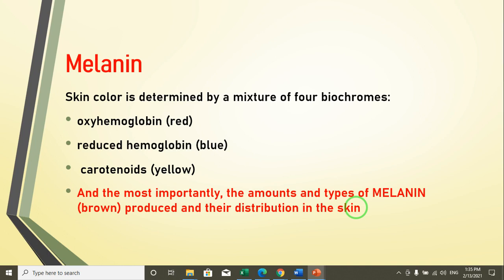Our skin color is determined by 3 or 4 factors. The most important one is the type and the amount of melanin, which gives the brown color and its derivatives. It also depends on the amount of oxyhemoglobin, which gives the red coloration, the reduced hemoglobin, the blue color, and the carotenoids, which are responsible for the yellowish color. Of all of these, the most important is melanin.